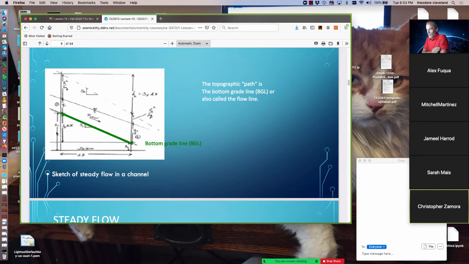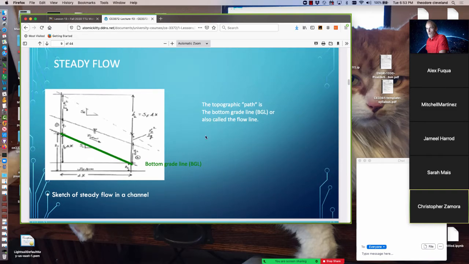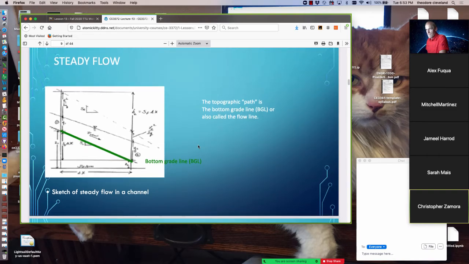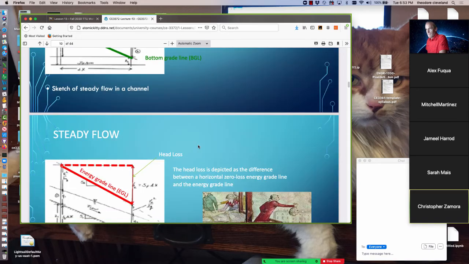In any event, wherever the bottom is, we can keep track of that location. And if there were a need to draw a line to represent it, we could call it the bottom grade line. And it represents the topographic path that the lowest point in the channel of each section has. And that path also goes by the name of Thalweg, which is a German word for valley way. It's the way the valley travels. So if you see the word Thalweg in your literature, now you know where it came from.